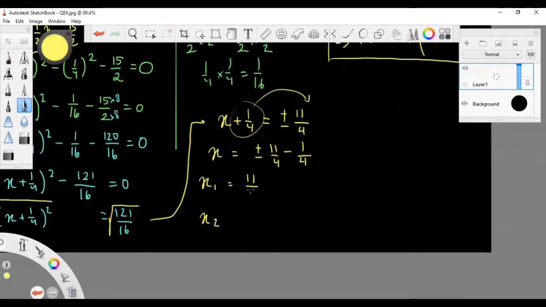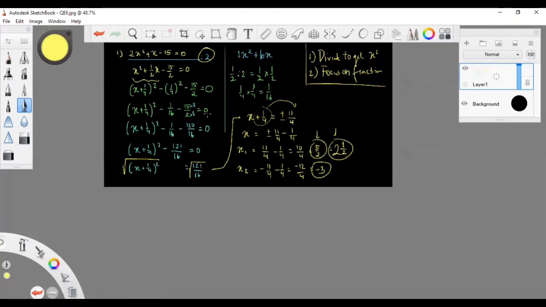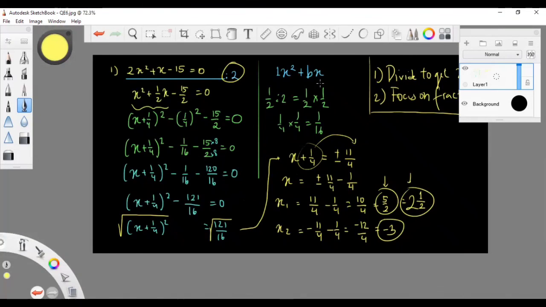First take the positive one. So the answer will be 10/4, right? That is 5/2, or you can change it to a mixed fraction, 2 and 1/2. Either one is right. And for the second one, we take the negative 11/4 and minus 1/4. So negative 11 minus 1 is negative 12/4, which is negative 3. So that's the answer. Okay, so this is the further quadratic equation solving with the complete square method.